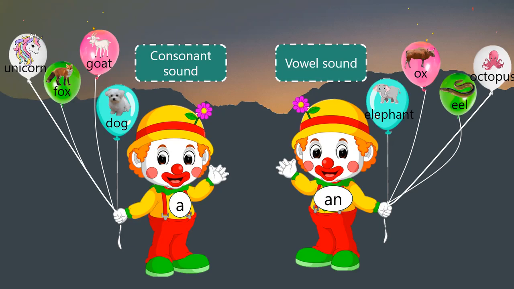So you have to remember that for a consonant sound we use A, and for a vowel sound we use AN. If you see a word, pronounce the word and then listen carefully to the first sound. If the words start with A, E, I, O sounds, like an elephant, an ox, an eel, we have to use AN. I hope it is clear now.